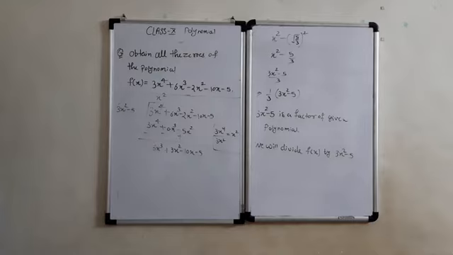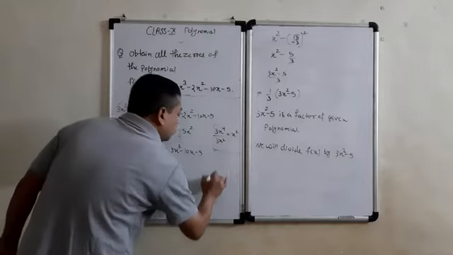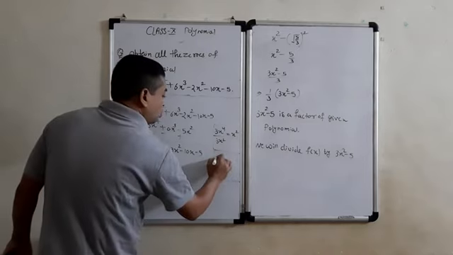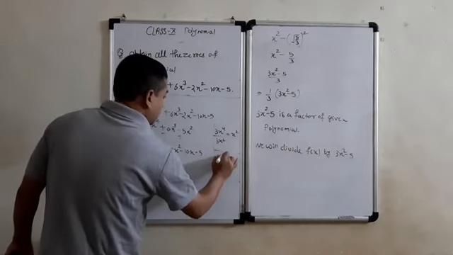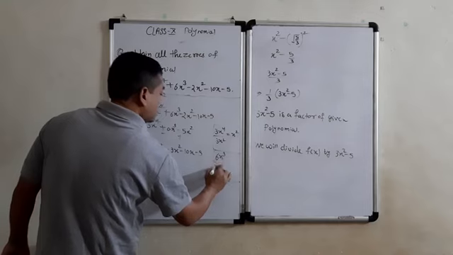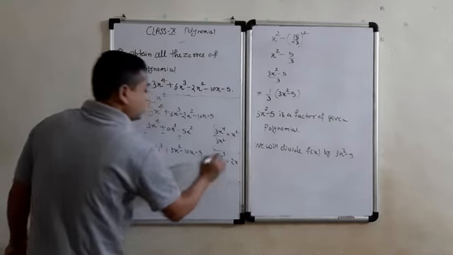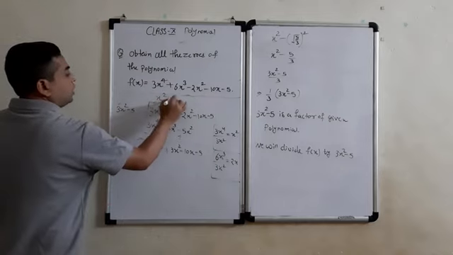Let us divide again. How many times will it go? Again the same thing. First term divided by the first term, to know how many times it will divide. 6x cube we will divide with 3x square. So 3 1s are 3, 3 2s are 6, and 2x times. So we will write here plus 2x.